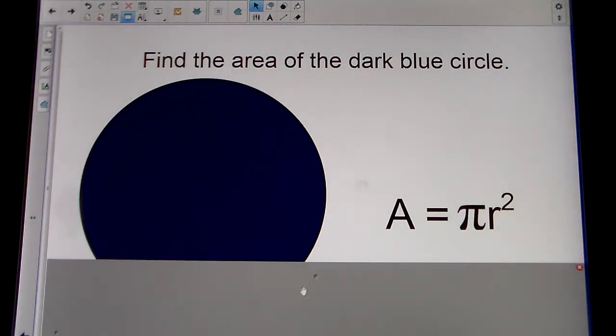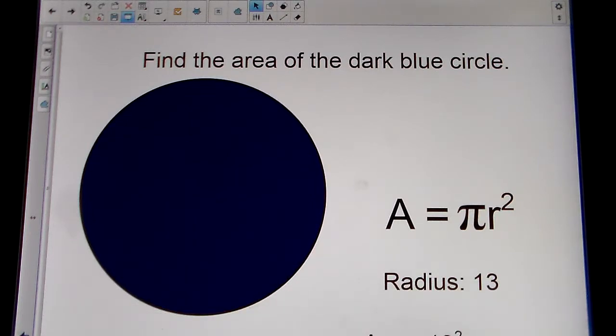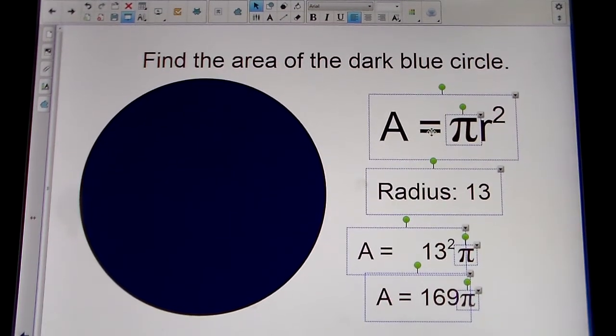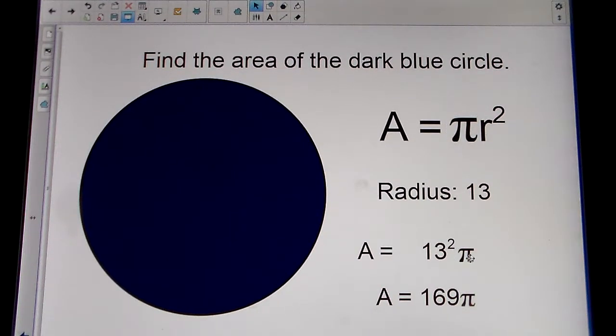This dark blue circle, if the radius is 13, like 13 feet, it would be feet. So it'd be 13 squared pi, so it'd be 169 pi. And if it was 13 feet, the radius, the area would be 169 pi square feet. Or feet squared.